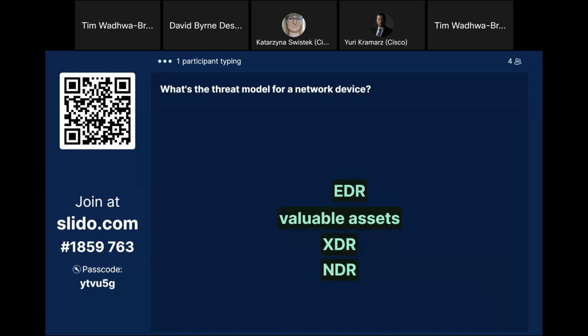EDR, all of the DRs. I think it changes every week which ones we're using, but yeah, NetFlow is a good idea. How do you understand how your devices are interacting? NetFlow gives you that visibility in a relatively easy to consume fashion.